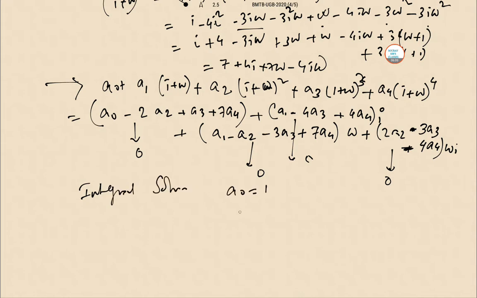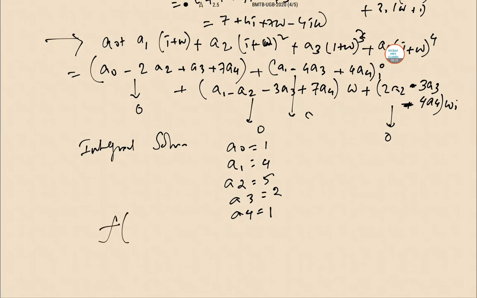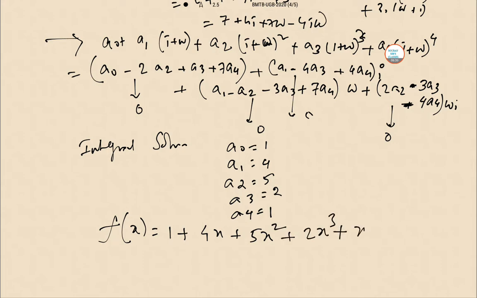if you solve it, you will get a0 equal to 1, a1 equal to 4, a2 equal to 5, a3 equal to 2, and a4 equal to 1. So obviously the answer is f(x) is 1, that is a0, then a1x, so 4x, a2x square, 5x square, a3x cube, and a4x^4. That's the first question's answer.